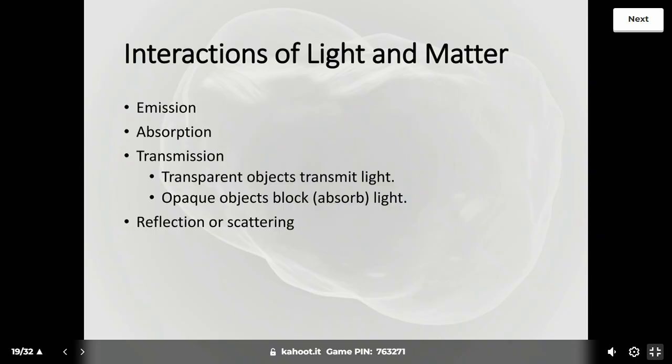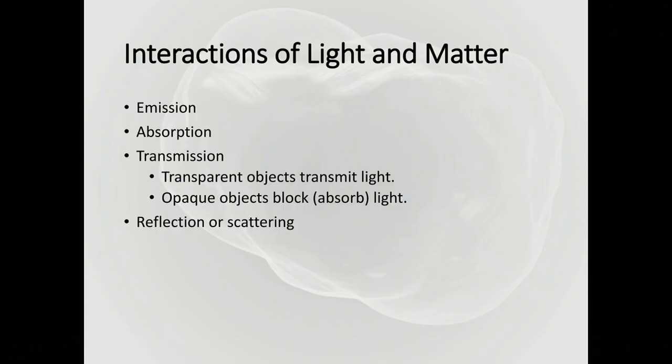Okay, so there's light, electromagnetic radiation, there's matter made out of atoms, and those two things will interact with each other in various different ways depending on the photon and the material that it's interacting with. So there can be emission. This is where the matter will change its configuration in such a way that it emits a photon. Matter can absorb a photon.